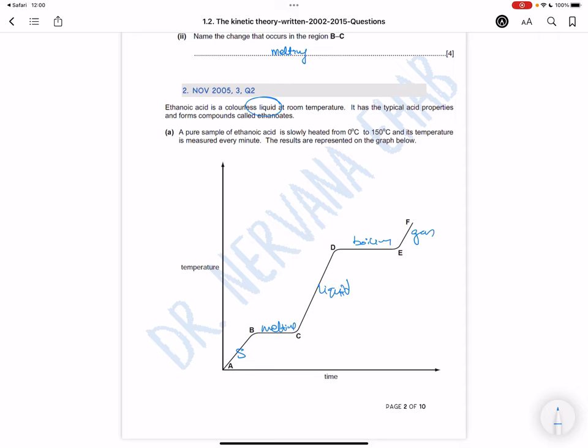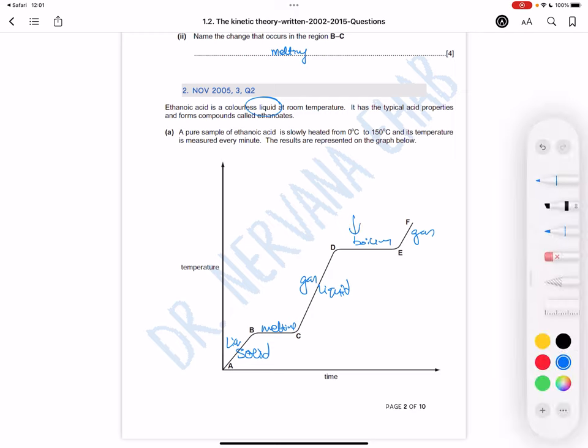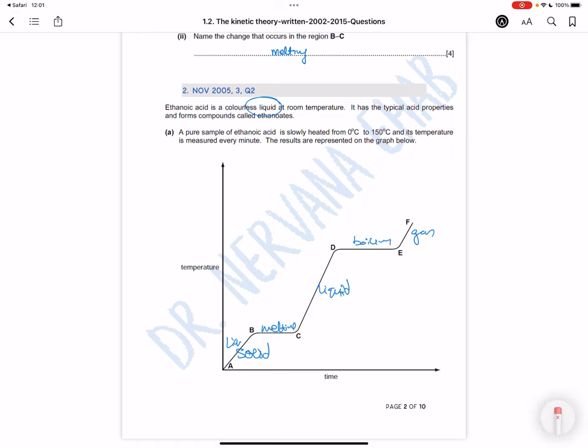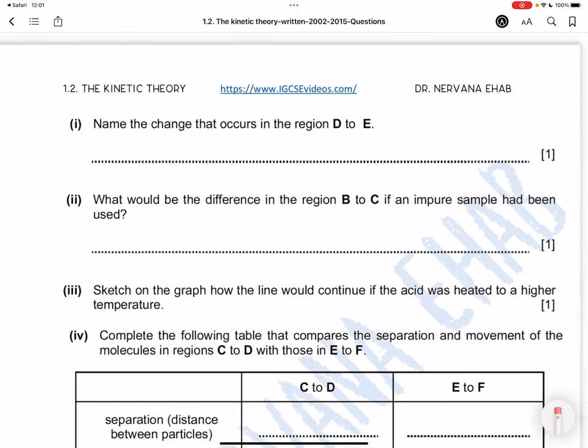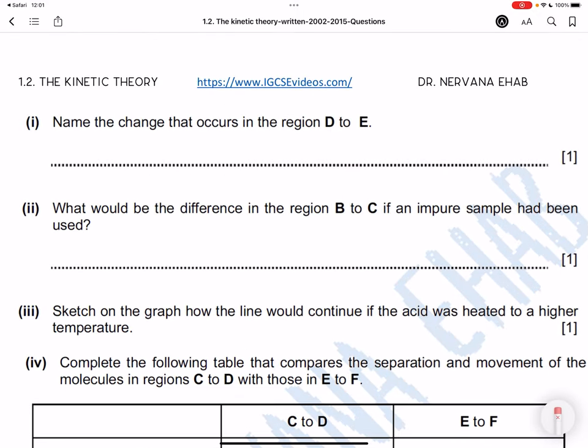Now, how did I know that it started with solid? Because there's no way it will start with liquid, and then boiling, and then this is gas, and then this is what? Nothing, right? Nothing happens after gas. That's why I knew that it started with a solid, even though it didn't say that in the question. But you guys, of course, are going to read the question carefully. Anyways, name the change that occurs in DE.